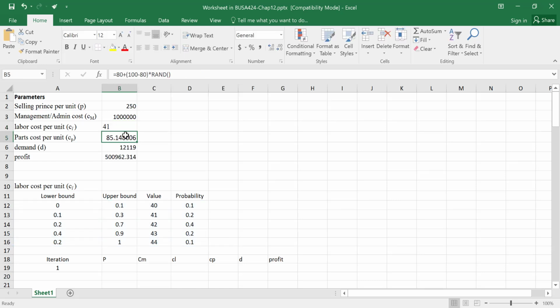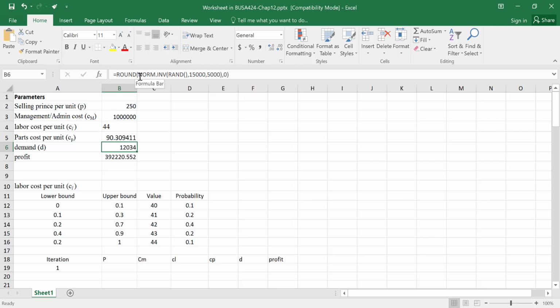Then we have the unit parts cost, which is a continuous uniform distribution, and it is between 80 and 100. So this is the lower bound plus 100 minus 80 times rand. So this is the way that we use this function.